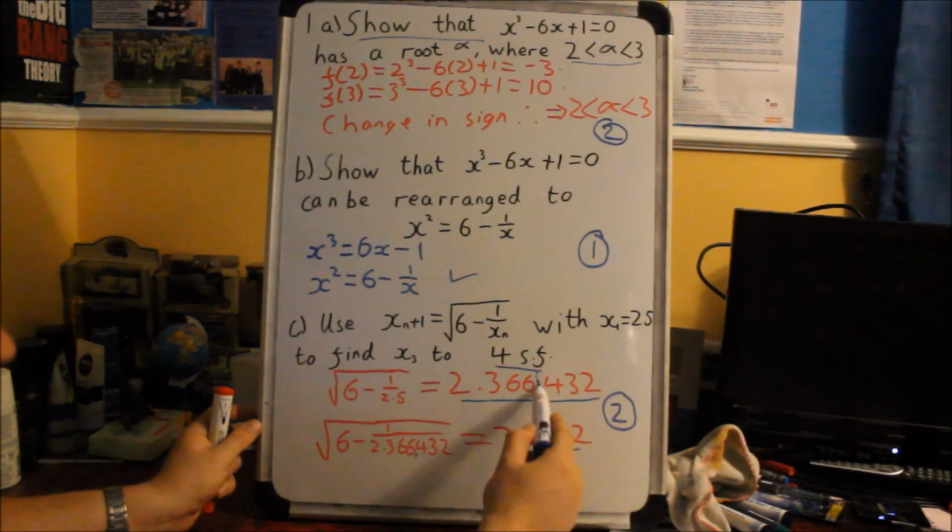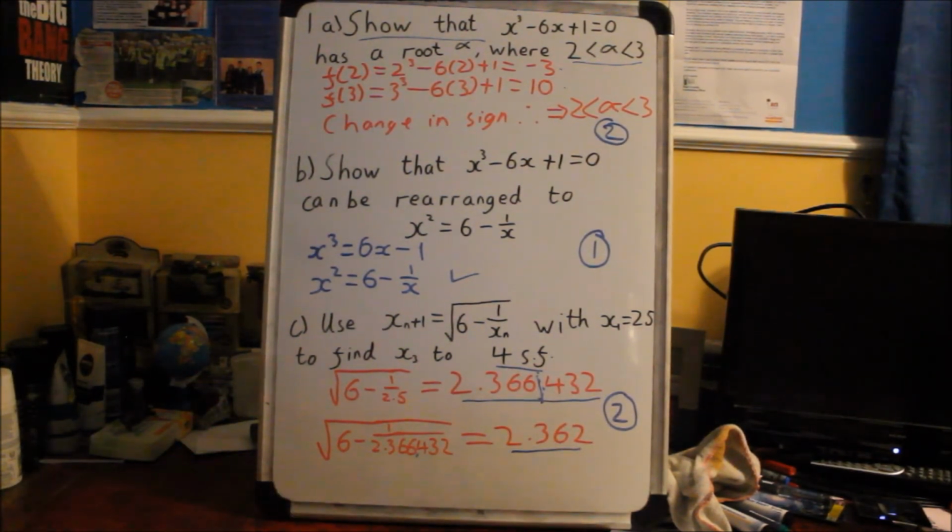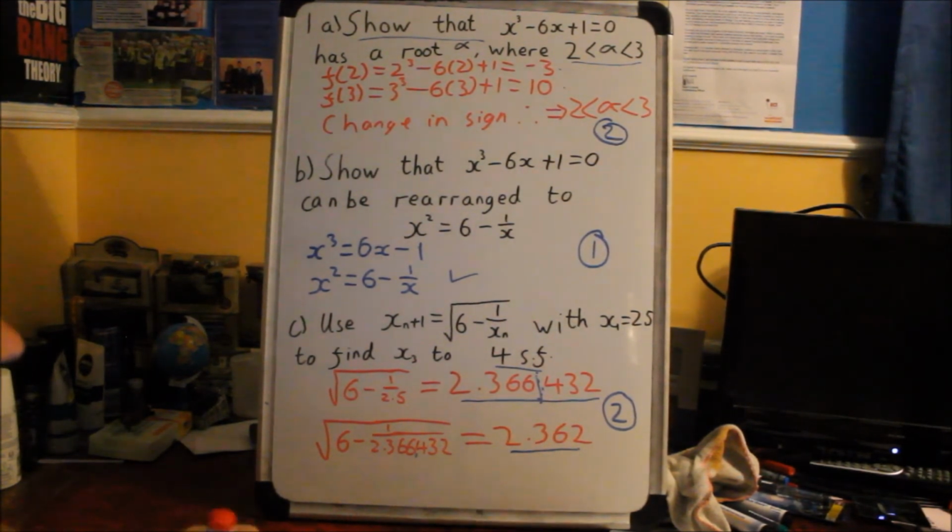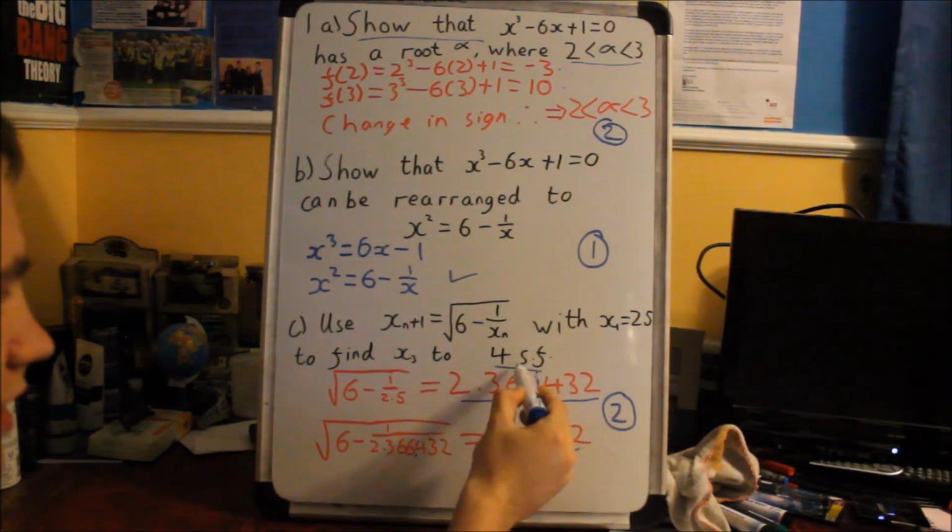And a lot of people didn't do that. And some people get confused between significant figures and decimal places. Some put 4 decimal places. And you've got to read the question, it says significant figures.